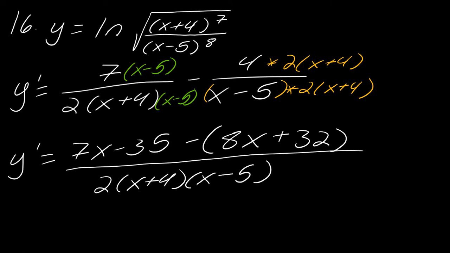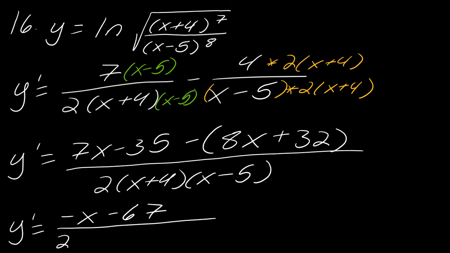And so now, what am I left with? This becomes negative x minus 67 over that whole denominator. So that's another way you could simplify just a little bit farther if you wanted to.